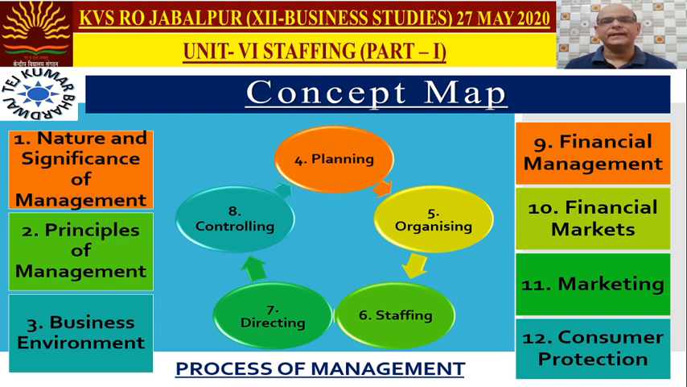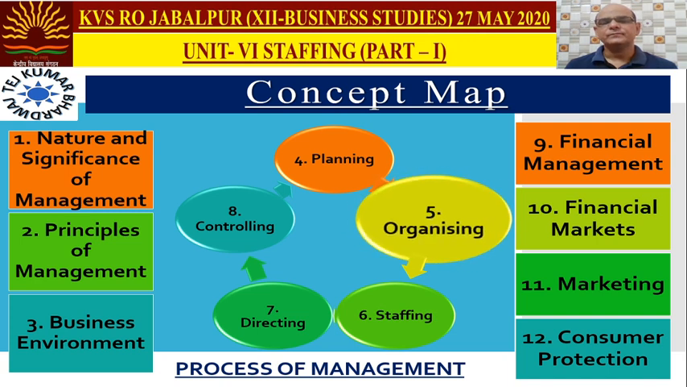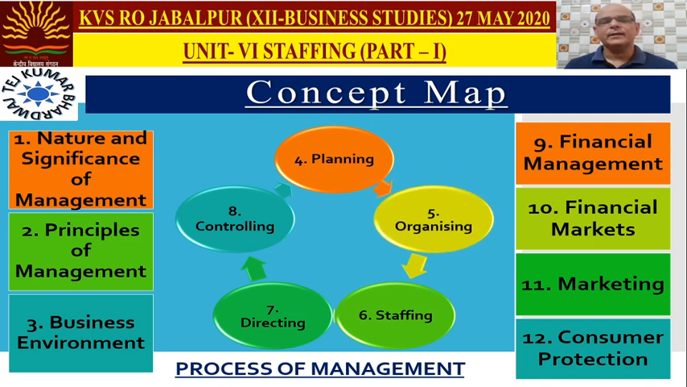Planning means deciding in advance what to do, how to do, when to do, and who will do it. We have also completed the organizing part. Organizing means a systematic division of work on the basis of specialization and defining an interrelationship between various people working in the organization. And today we are going to start a very important unit, that is staffing. So let us move forward and see how staffing is an important part of the process of management.